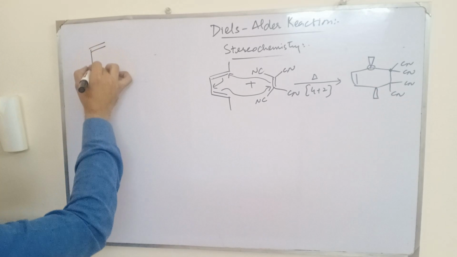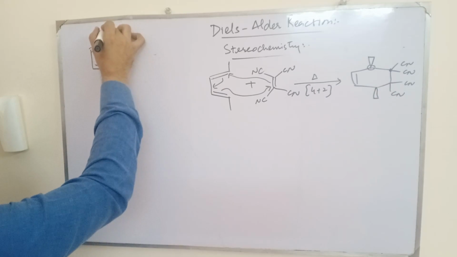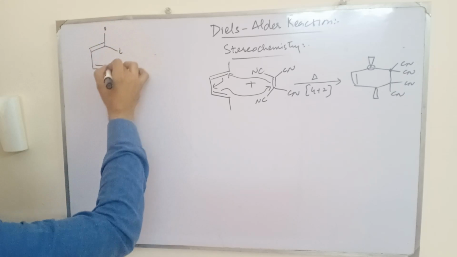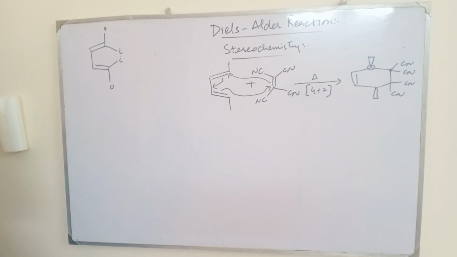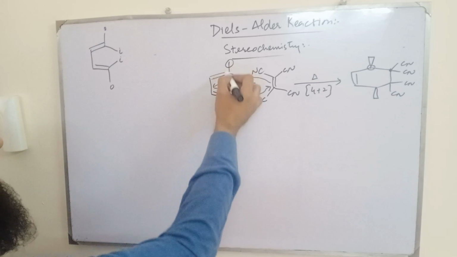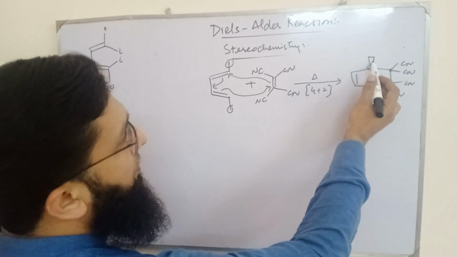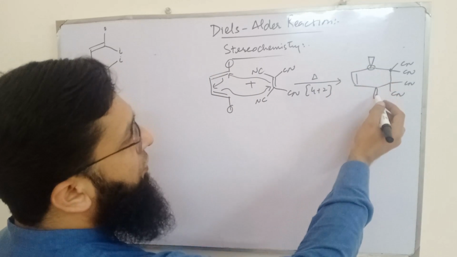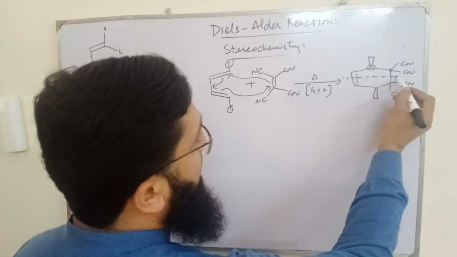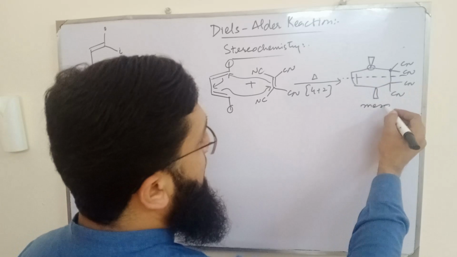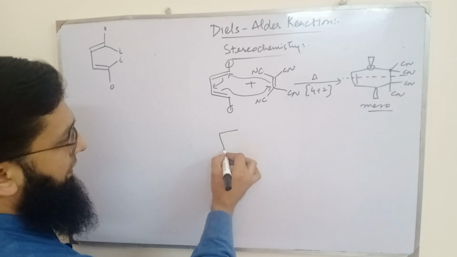Because dienes can have two types of substituents: outside, inside, inside, outside. So these two substituents are on the outside, therefore if one is drawn above the plane, the other would also be drawn above the plane, and in this case we can see a plane of symmetry is present again. So this is a meso molecule. Now we see another example.